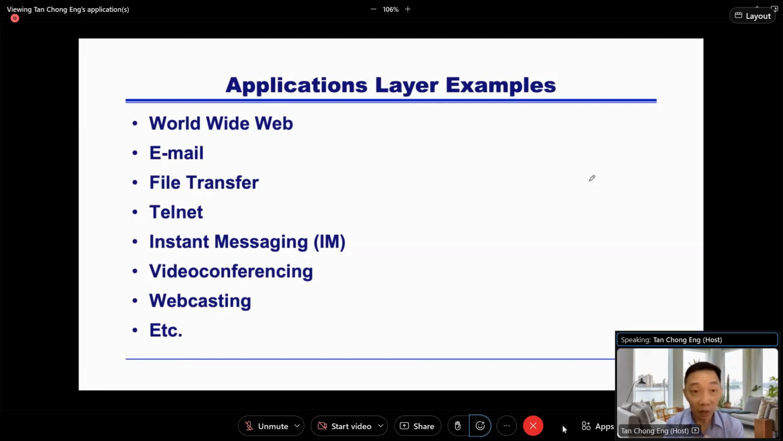So it's not any application that will come in here, it's only the ones with network capability. For example, if you are using a notepad or your calculator application, those are not considered to be inside this layer. So in this layer, we talk about all the network applications.